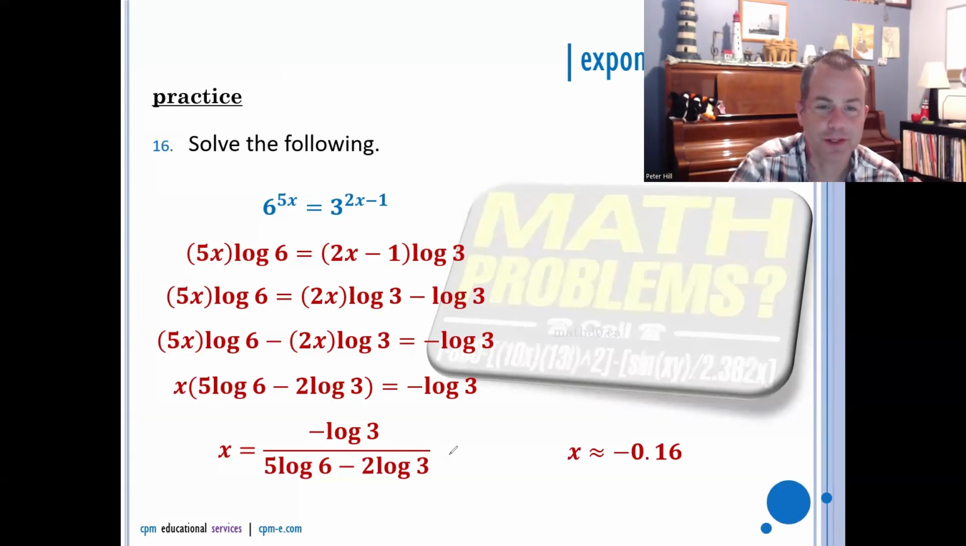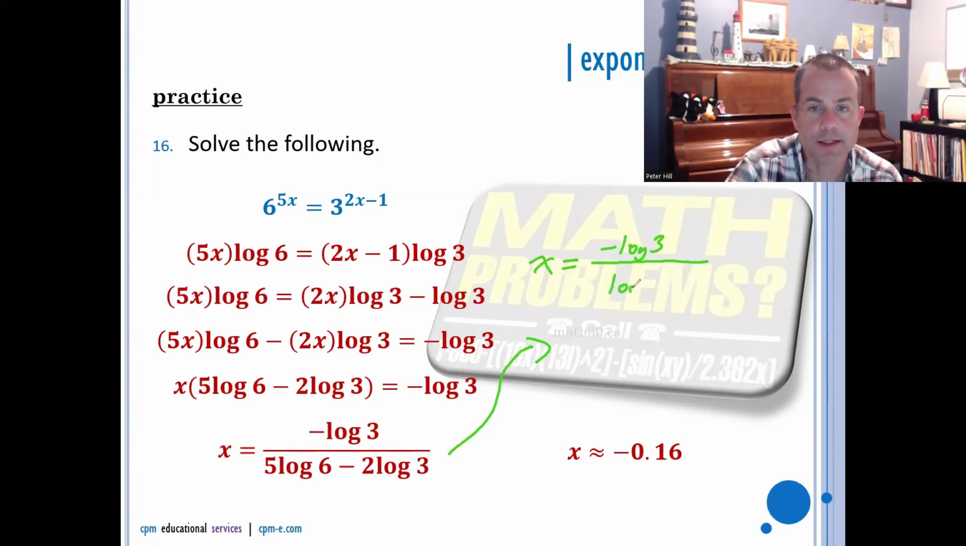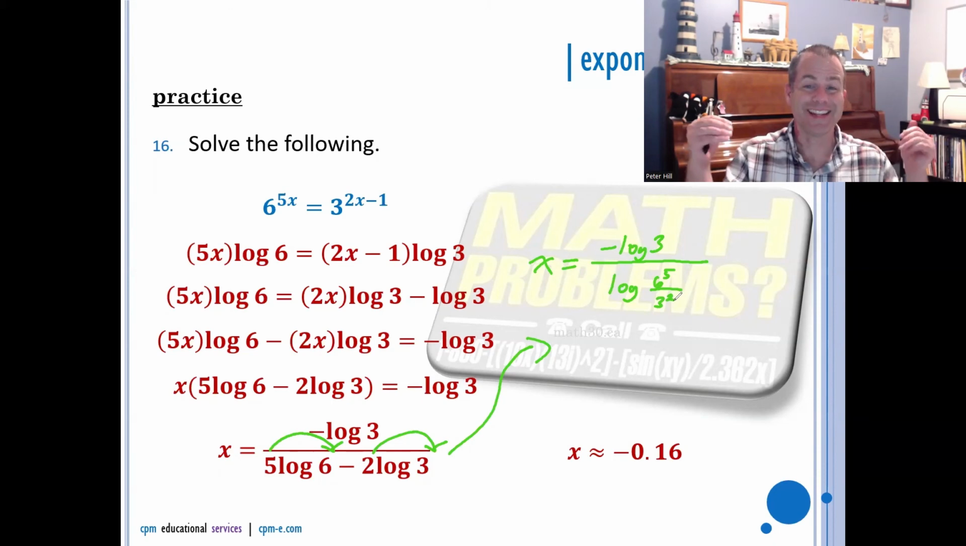Okay, there we go. So if I wanted to get this as a single log, just for fun, okay? So let's go negative log 3. I'm not going to touch that guy for a second, but on the bottom, I'm going to say that that is log of, I'm going to bring this guy up to be an exponent, and this guy up to be an exponent, and then I'm going to smush them together to be division. So that would be 6 to the 5 over 3 squared. You follow what I've done there? Okay, so I did two things. I applied my power log law, and then I smushed them together because I was subtracting separate logs.